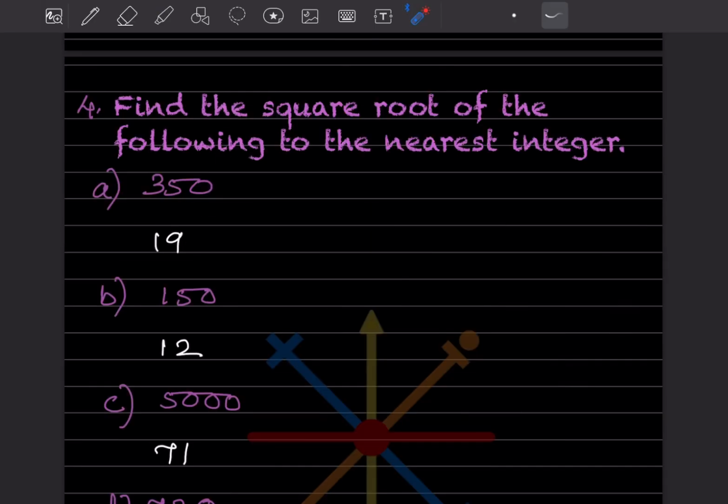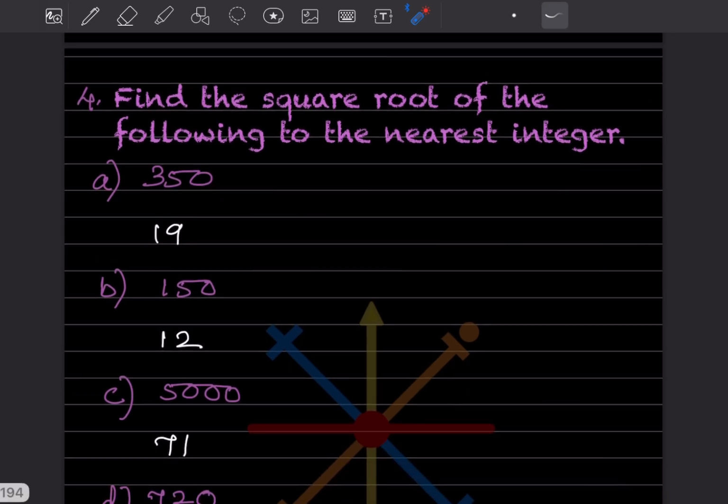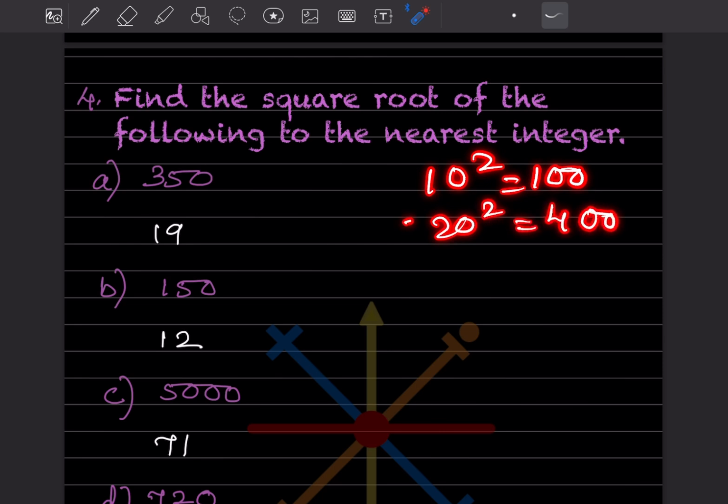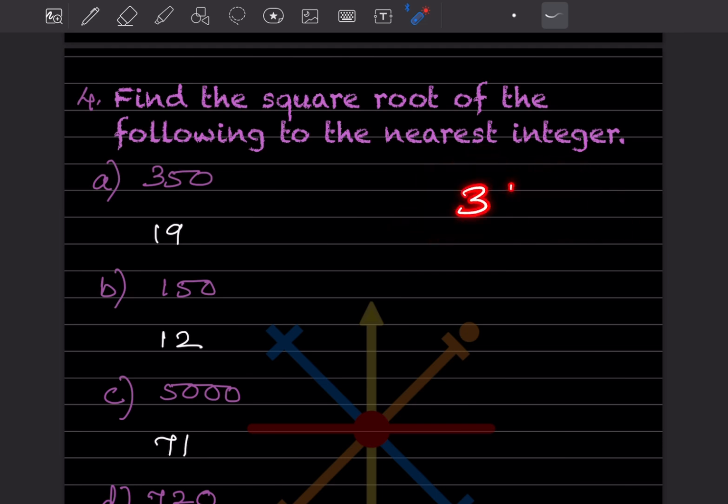Now let us see how to find the square root of the following to the nearest integer. So this is 350. This is not a perfect square. So now what will you do? You know that 10 square is 100 and 20 square is 400. So this number comes in between 100 and 400. So we'll do this one with the help of the long division method.